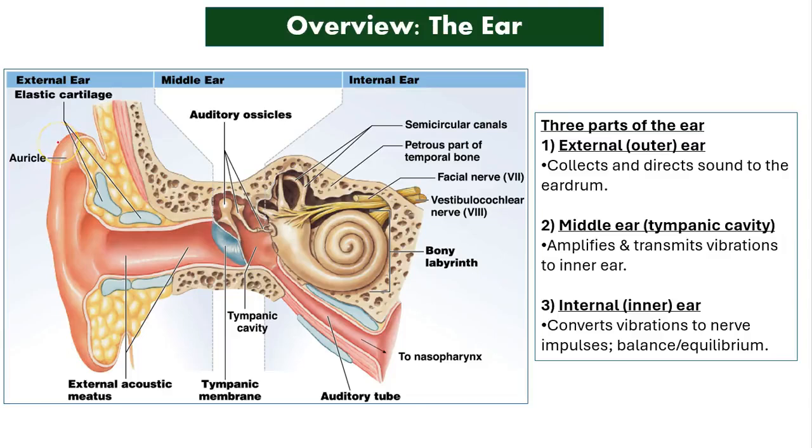Hey folks, we made it to our video about the ear. Now the ear has three parts. It's going to be an external ear, also called the outer ear, the middle ear, and also the internal ear, also called the inner ear. Okay?